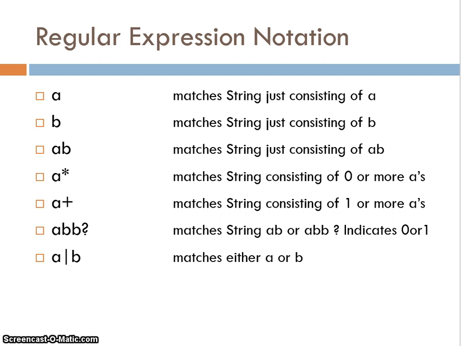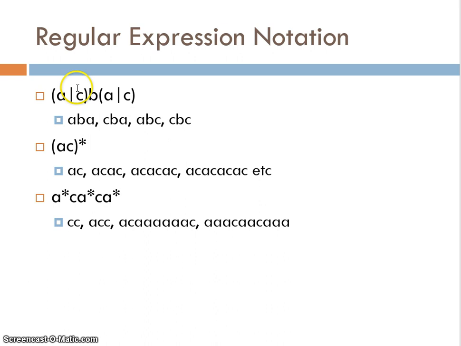In terms of these examples then, this bit in brackets means an A or a C to start. It must then have a B, and it must have an A or a C to end. Now there is a finite set of possibilities with this: ABA, ABC, CBA, CBC. This star, because it's after the brackets, means zero or one or more occurrences of AC. So it could be null, AC, ACAC, ACACAC.